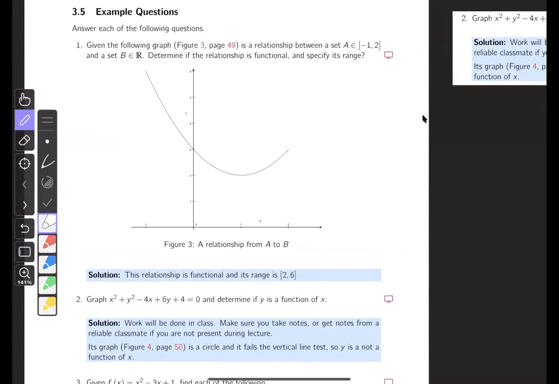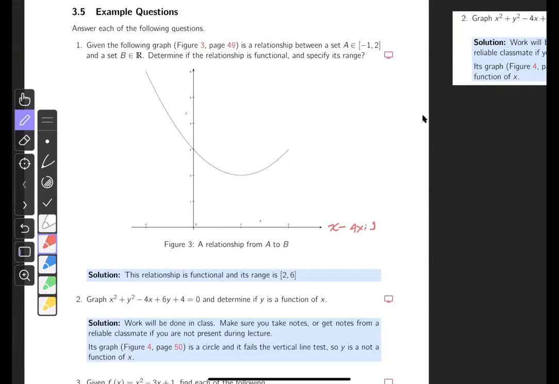So I'm going to look at the first one here. And this is number one. It says, given the following graph, I do see the graph. It says figure 3 on page 49. I'm looking at it. It says it's a relationship between a set A, and the set A is between -1 and 2. So what I'm going to do is just outline what the set A is. It's really the X values in the problem. And this is the X-axis over here.